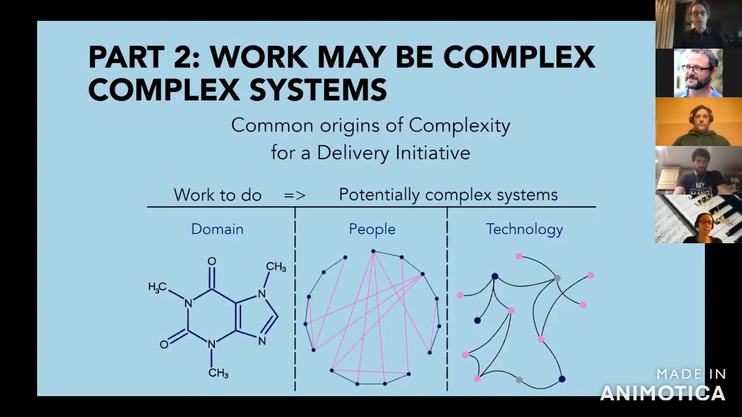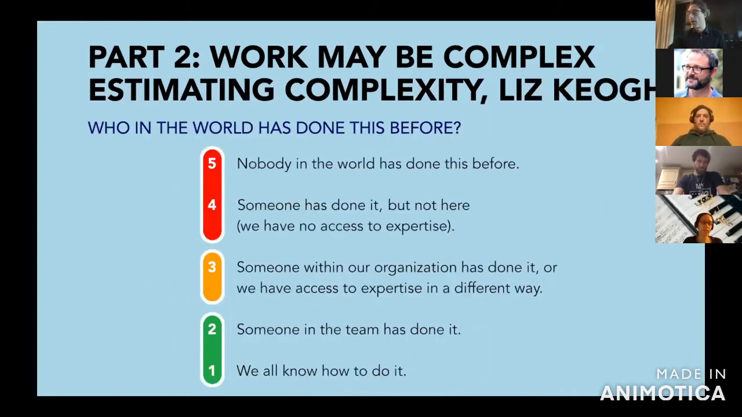Basically, we have on the right two systems, people and technology, that are potentially complex. And then we have the work to do that, meeting those systems, can generate a complex dynamic. That's how we can have different degrees of complexity.